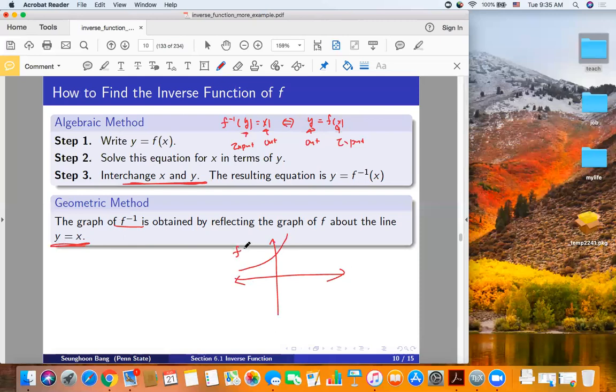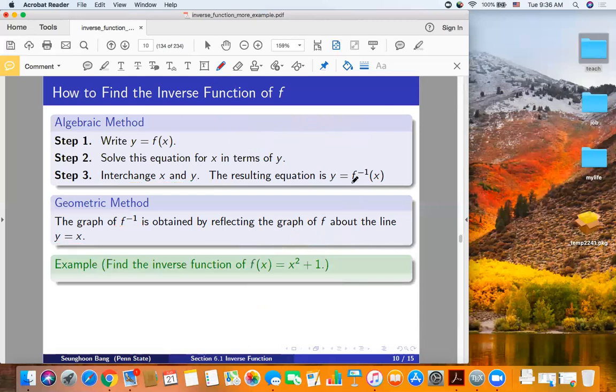This is f of x, given. How can you find the inverse function? You can draw y equals x. You have to reflect the graph of f of x about y equals x. We reflect it, so we have this. This is the inverse of f. Just a reflection, right? This is the whole idea.